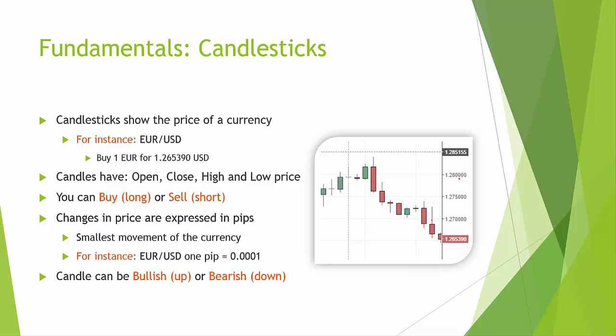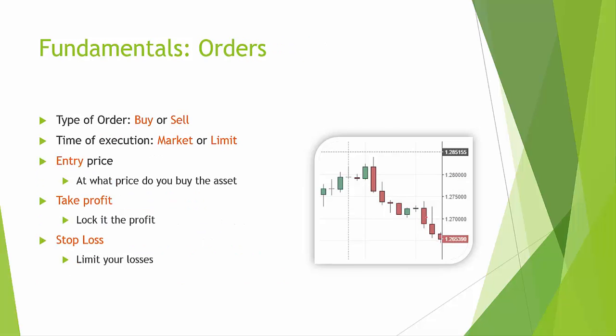Let's look at how to make orders. When we are making an order, we first have to define the type of order. We can buy a currency or sell a currency. For instance, we would buy the currency right here, wait until it moves up and sell it right here, or the other way around. We start selling the currency here, wait until it moves down and sell it right here. With this you can make money in both directions.